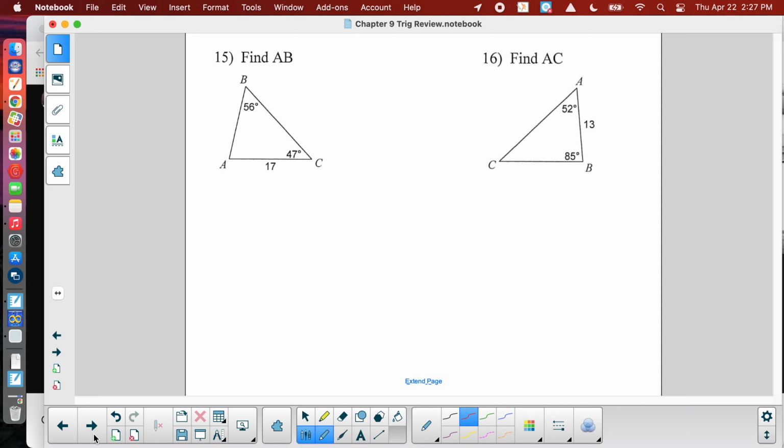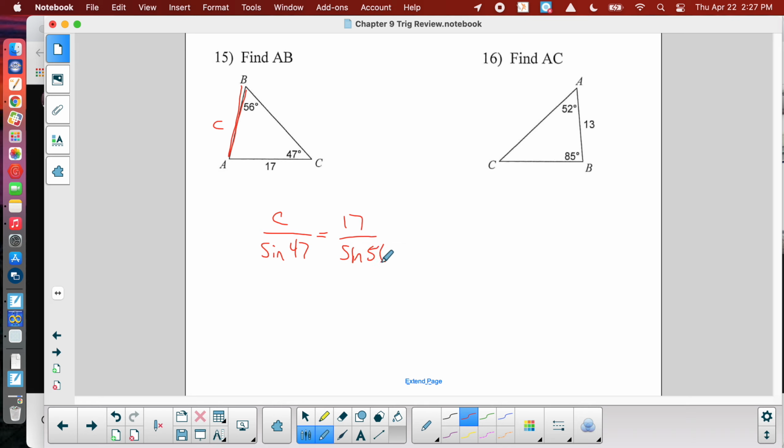All right. Now, the only thing that is a little bit funky here is they say find AB. Well, AB here is this side, which we call side C in the law of sines. It's across from angle C. I'm always going to, when I set up my law of sines, put my variable I have to solve for first, over the sine of 47, and then that's going to be 17 over sine 56.